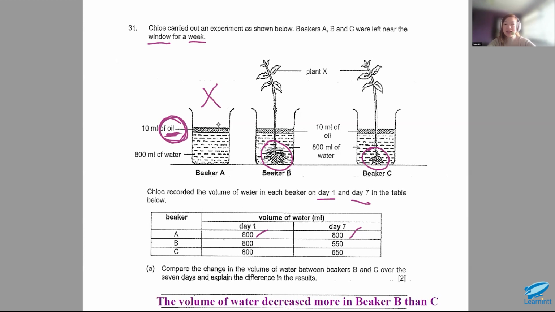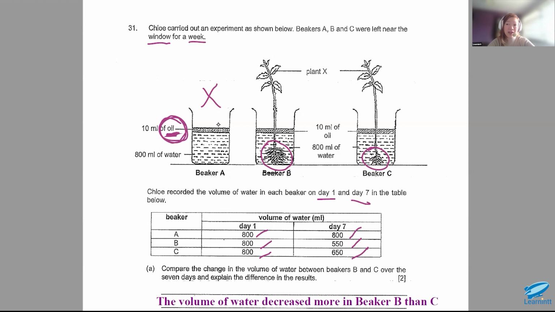Now, let's look back at beaker B. Day 1, 800 ml. Day 7, 550 ml left. Makes sense because it has absorbed some water for the plant. Beaker C, 800 ml on day 1. On day 7, 650 ml left. Yes, it makes sense as well. But you do notice that between B and C, there is a difference going on, right? We can predict questions already.